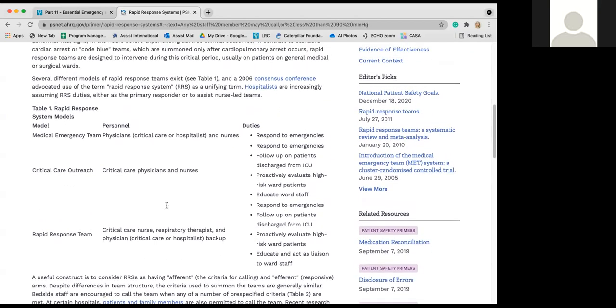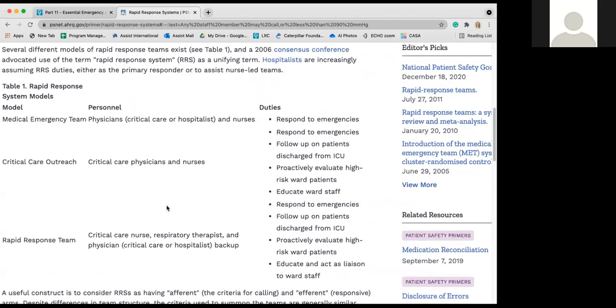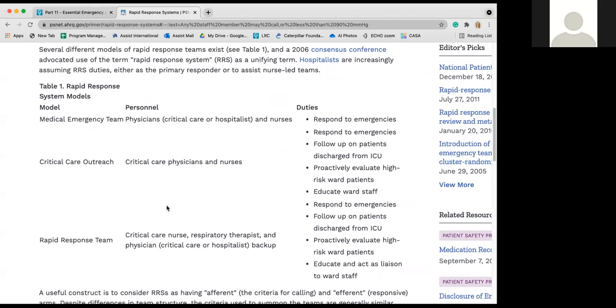Yeah, here are some duties of what they do. As you can see, the medical emergency team of physicians will respond to emergencies and follow up on patients discharged from ICU, and there is critical care outreach as well, including the physicians and the nurses, who will be able to evaluate high risk ward patients. I think that's a good way of thinking about our system.